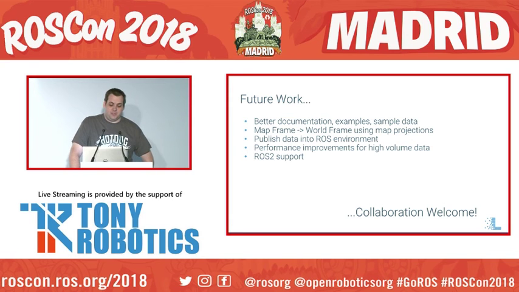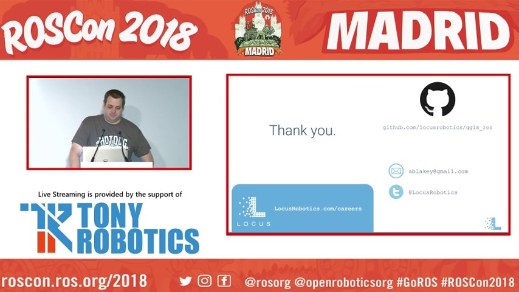Admittedly, there are some performance issues. When you get to a data set of over 1 million records, it starts to be slow. It takes a few seconds to render each frame. And I want to add ROS2 support because obviously we need to add ROS2 support. And of course, your collaboration on all these efforts would very much be welcome.